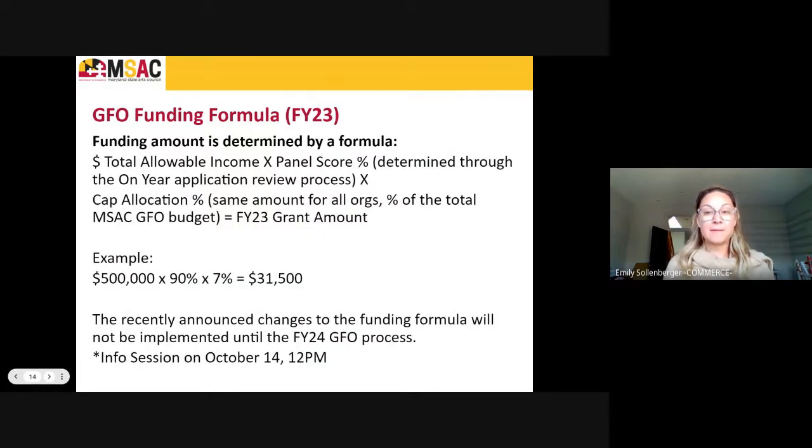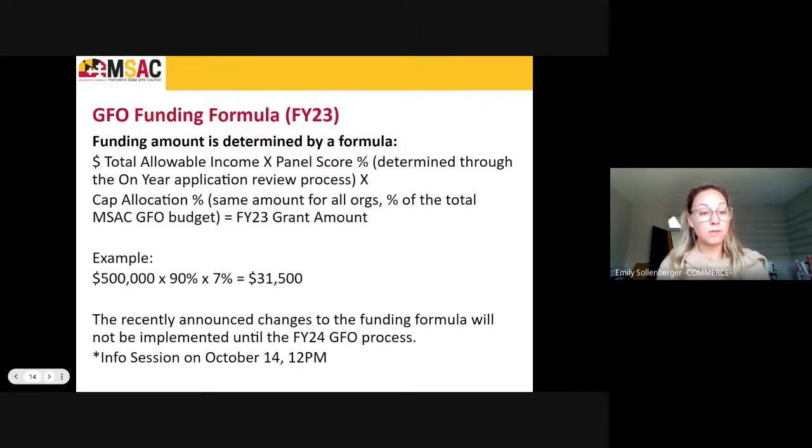And I mentioned the panel score going into your funding formula. So this year for FY23, the funding formula remains the same for everybody. So we're looking at your total allowable income times a panel score times a cap allocation. So what that means is the total allowable income comes from you as the applicant. That is your last completed fiscal year financial statements that you provide in the application to us. So we pull that total allowable income number and put it directly into this funding formula.